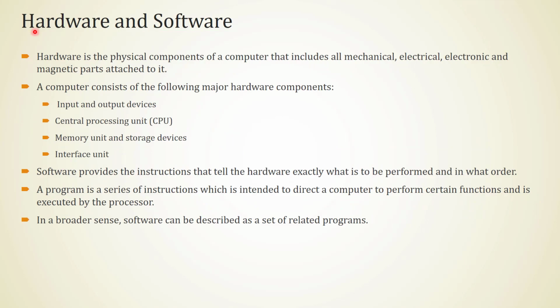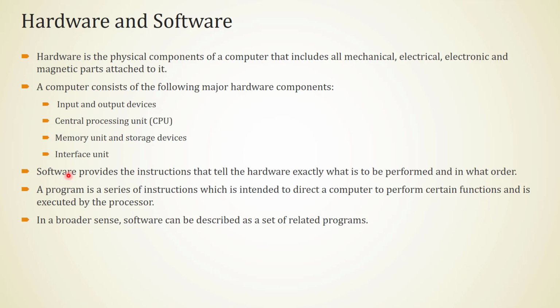So next is hardware and software. Hardware is the physical component of a computer that includes all mechanical, electrical, electronic and magnetic parts attached to it. You all know the definition of hardware. A computer consists of the following major hardware components: input and output devices, central processing unit, memory unit and storage devices, and interface unit. So you all know what are input output devices. You heard about central processing unit. You know memory unit and storage devices. Interface unit means the unit which interconnects all the above components.